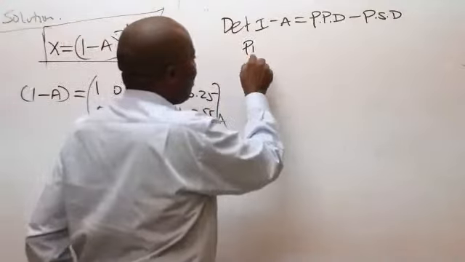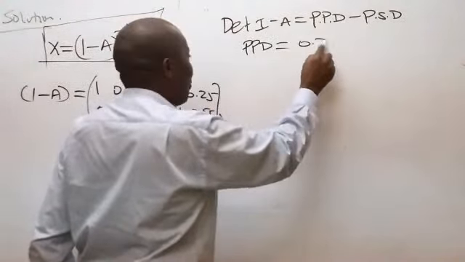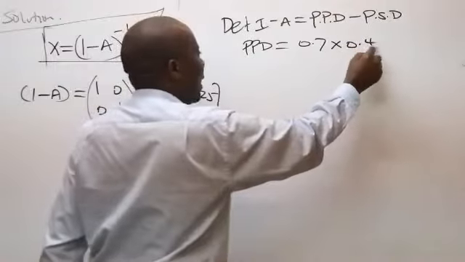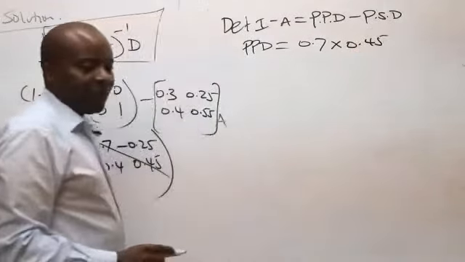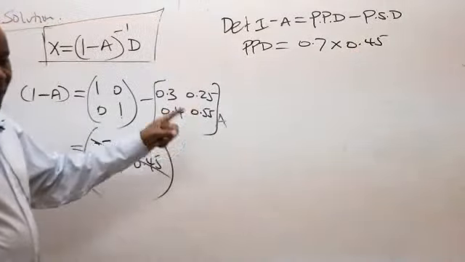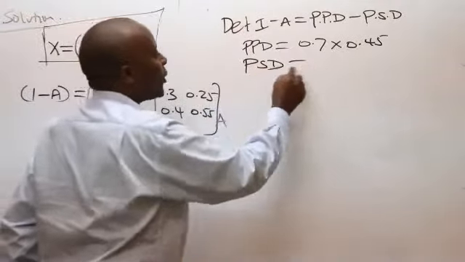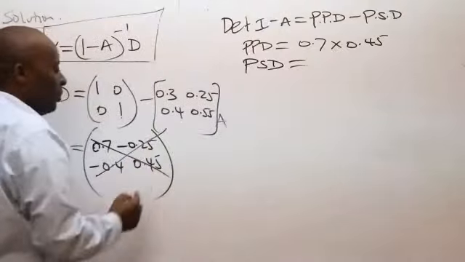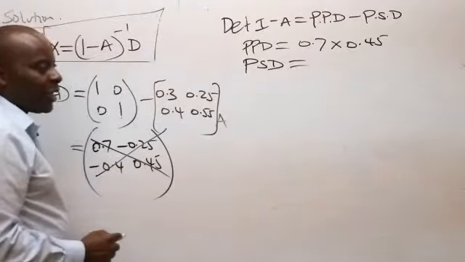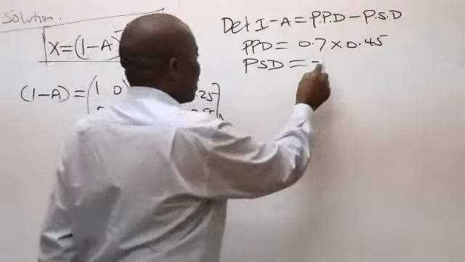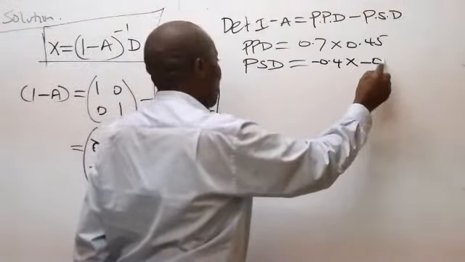So the product of the primary diagonal will be 0.7 times 0.45. Remember, product means that you're multiplying. And then we have the product of the secondary diagonal, the other one, which is lagging. So this will be minus 0.4 times minus 0.25.